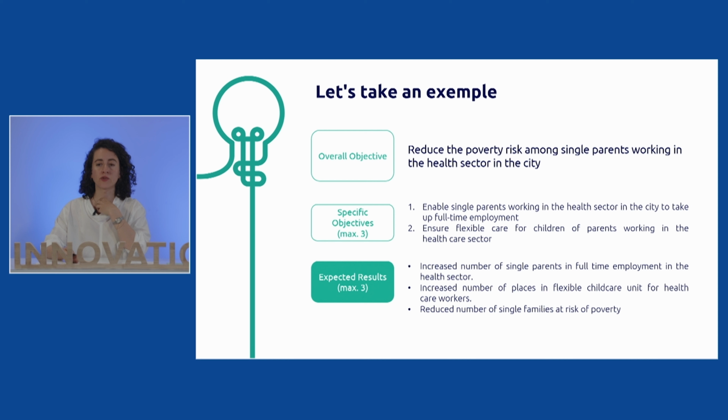And if we break it into two specific objectives that are more concrete and more operational objectives, the first one could be to enable single parents to take up full-time employment. And the second one would be to develop a more flexible childcare offer for parents working in the healthcare sector with changing shifts. So that would be your two specific objectives. Your expected result would be an increase in the number of single parents in full-time employment, an increase in the number of places of flexible childcare, and a reduced number of single families at risk of poverty.